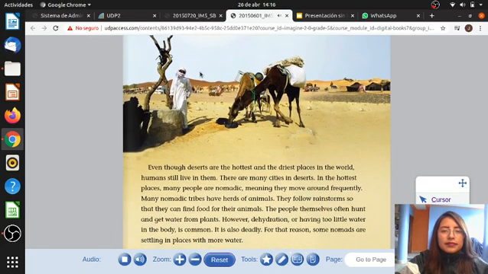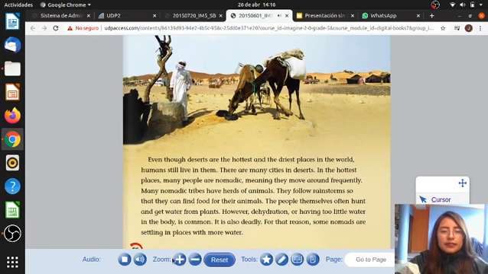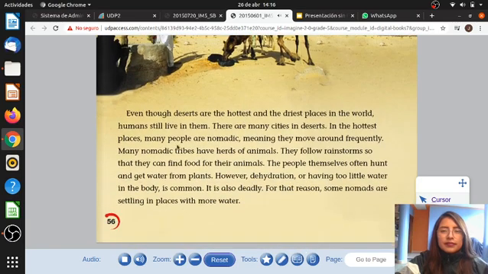Even though deserts are the hottest and the driest places in the world, humans still live in them. There are many cities in deserts. In the hottest places, many people are nomadic, meaning they move around frequently. Many nomadic tribes have herds of animals. They follow rainstorms so that they can find food for their animals.